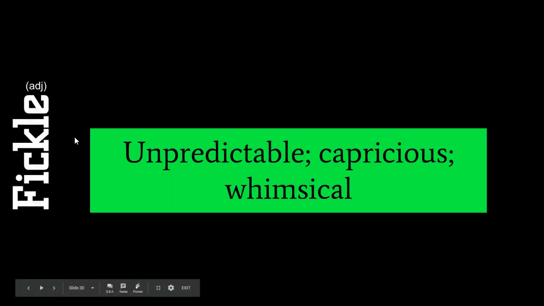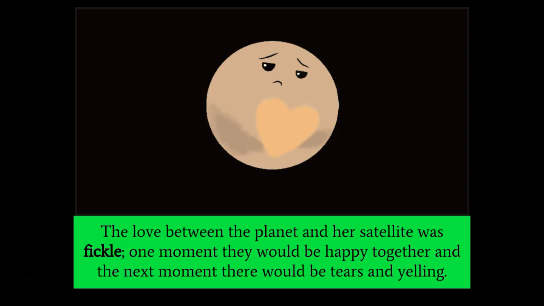All right, so for our next word we have fickle, which is an adjective, and it's unpredictable, capricious, and whimsical. So here we have the love between the planet and her satellite was fickle. One moment they would be happy together, and the next moment there would be tears and yelling. So do you know that fickle has pretty negative connotations? You would never use it in a positive manner.